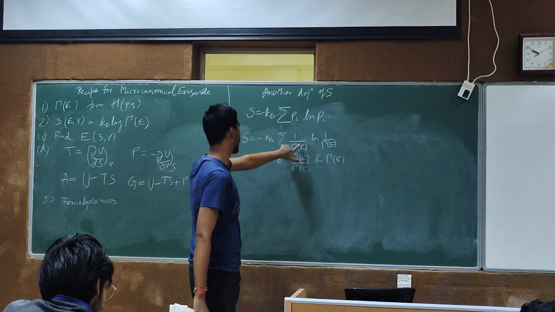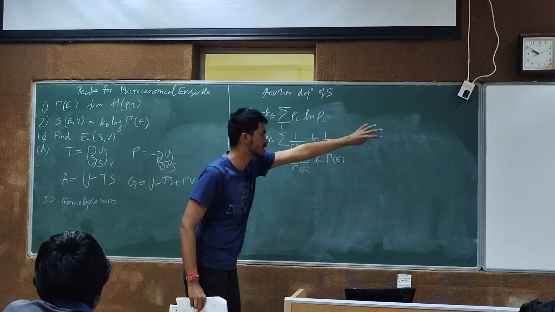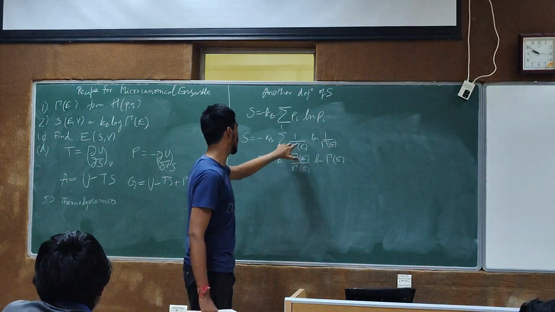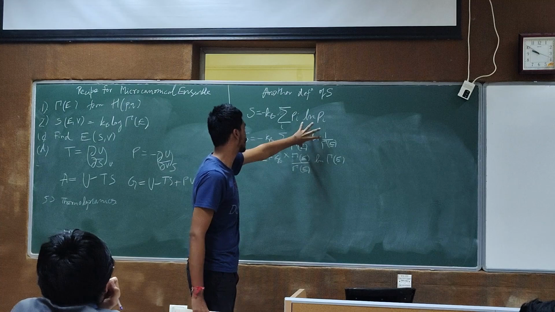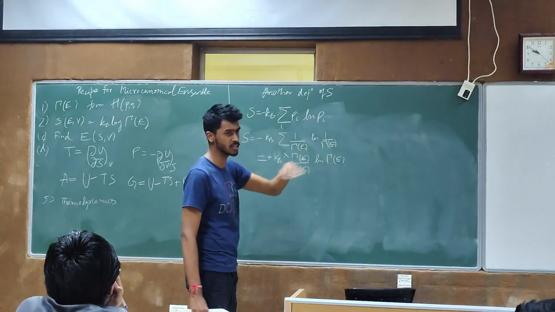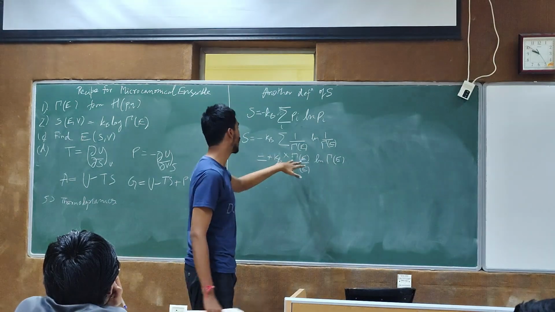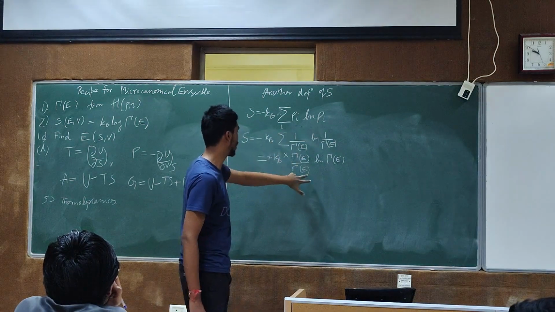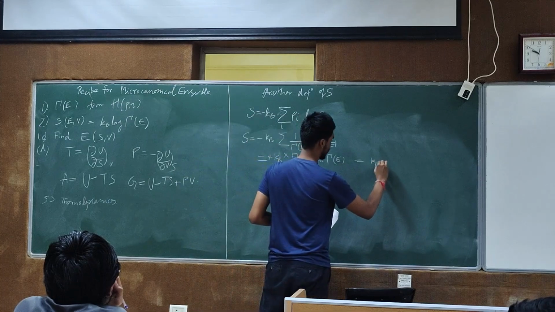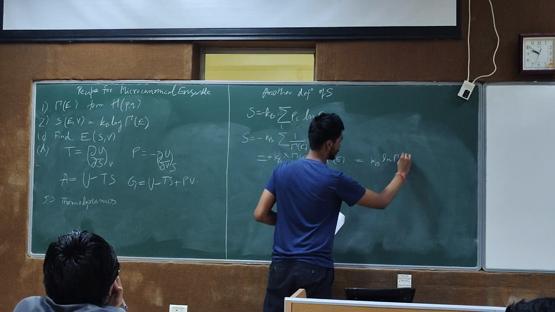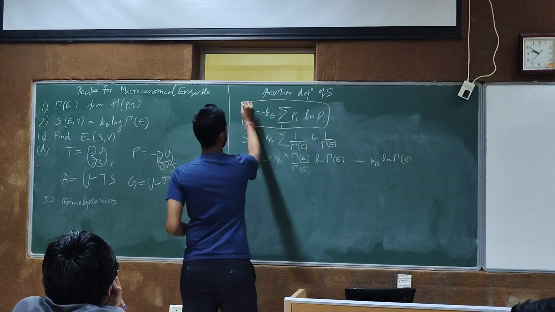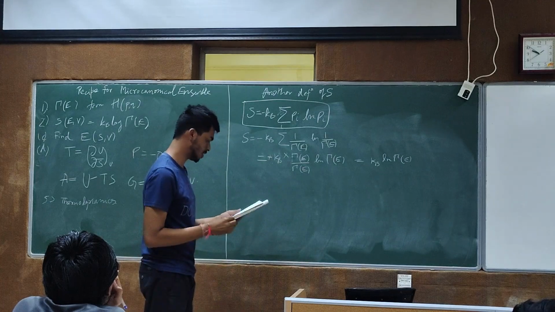So there will be a Gamma(E) number of terms in the sum because there are Gamma(E) microstates, and each of them has the same value, 1 by Gamma(E) ln Gamma(E), because the probability is constant for all the microstates. If you sum over that, you get Gamma(E) by Gamma(E), and you basically get back the same definition of entropy, k_B ln Gamma(E). So you can use this definition of entropy for any probability distribution.